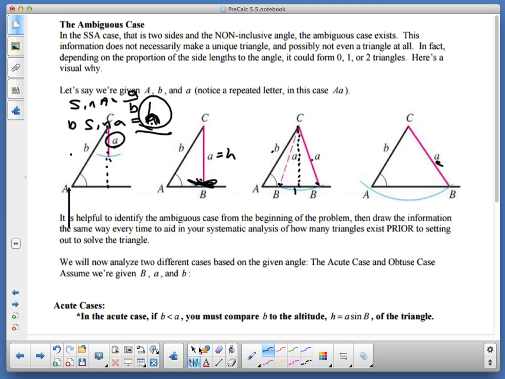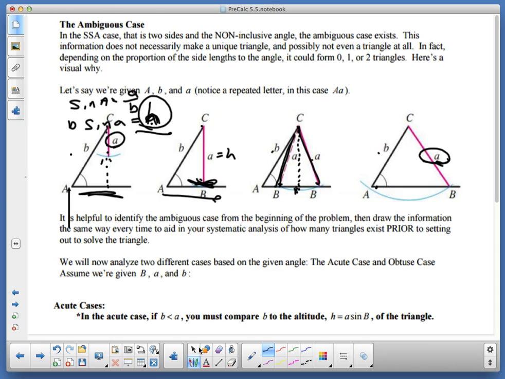So these are the big three. It's not going to make a triangle because it won't reach. Here, it's a right triangle because that's the exact length from C down to that side AB. It's possible that it could be two different triangles because this pink a is bigger than the height, and therefore it can be placed here or there. Or when this value a is much larger than b, then it's just going to make one triangle.